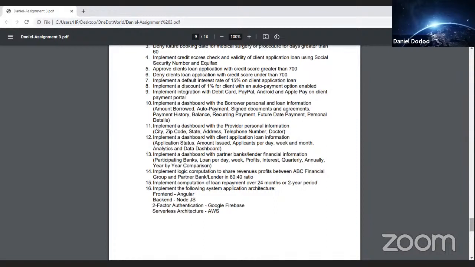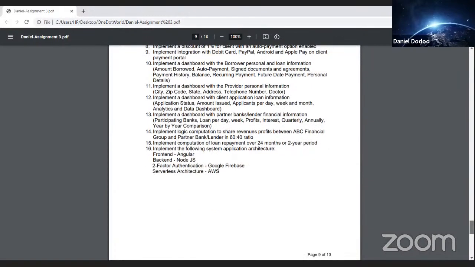Implement a logic computation to share profits between ABC Financial Group and a partner or lender bank in the given ratio. And also implement computation of loan payments over a 24-month or 2-year period.